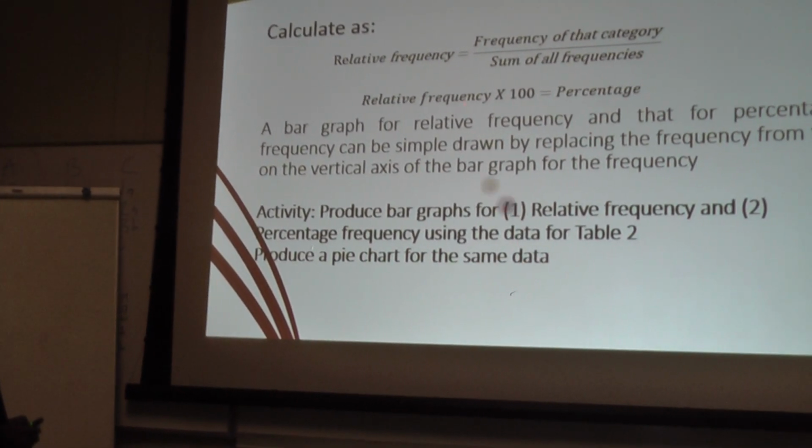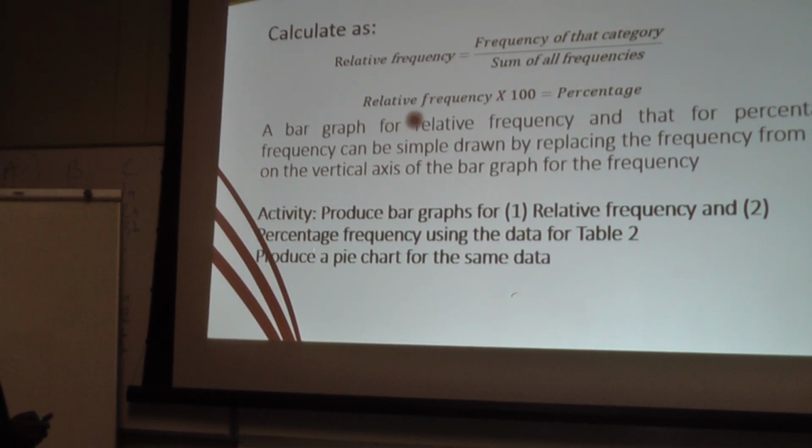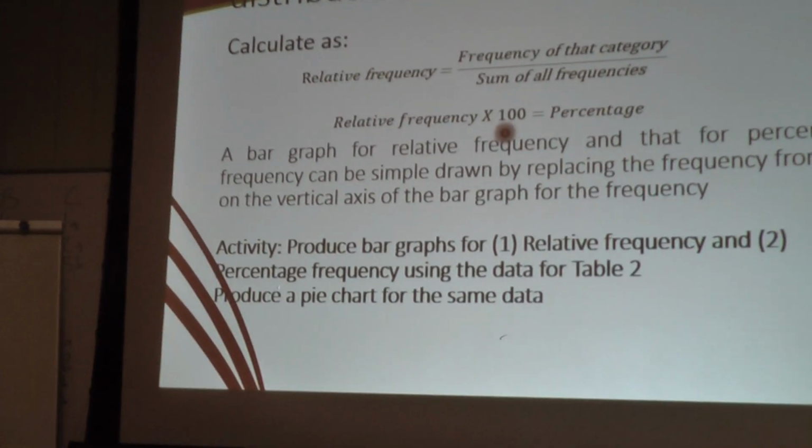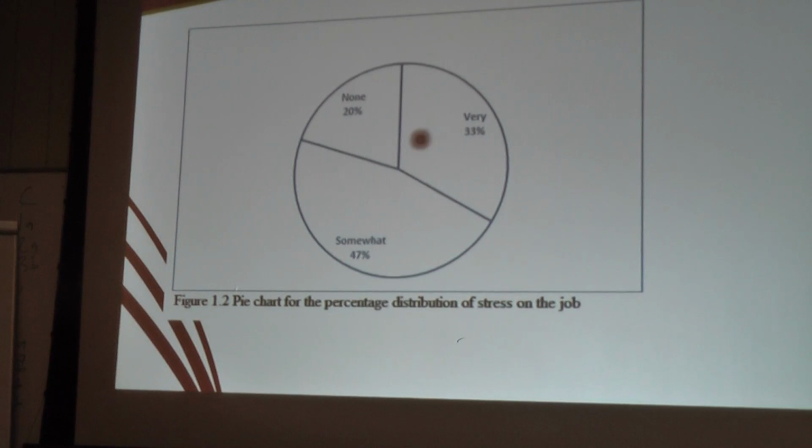How do you go about it? Remember, you need first of all to calculate the relative frequencies. Now, once you have the relative frequencies, you don't multiply them by 100. Let me go to the pie chart so that you see.